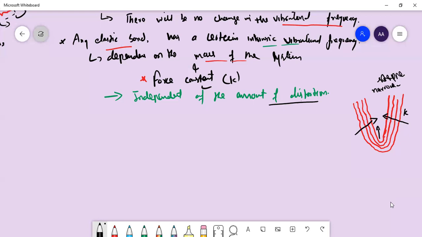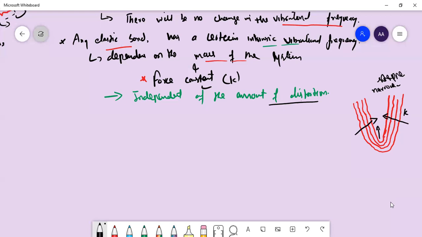So the force constant is a very important factor which determines the vibrational frequency of any diatomic molecule, but it is independent of the amount of distortion, whether, by how much amount, you either stretch or compress the bond of your diatomic molecule. So these two points we should keep in mind while discussing the vibrational energy levels and the frequency of a diatomic molecule.